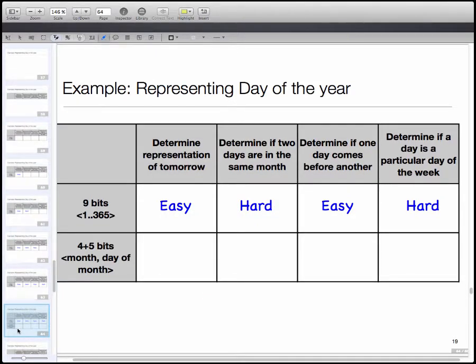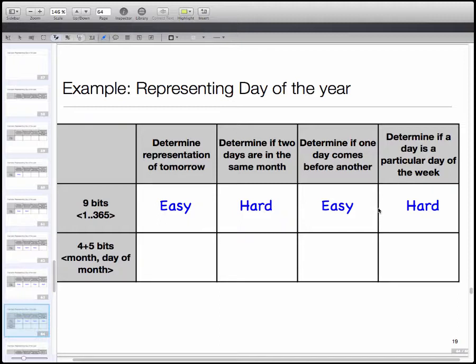Let's take another representation. I represent the day now as a month plus day of the month. Which operations become easy with this one? If I'm representing a day as a month field and a day of the month field, are any of these operations now made easier? The second one is easier. Determine if 2 days are in the same month: I just compare the month field. Determine if one day comes before another: you compare the month, and if the month is the same, you compare the day. That's how it will work.